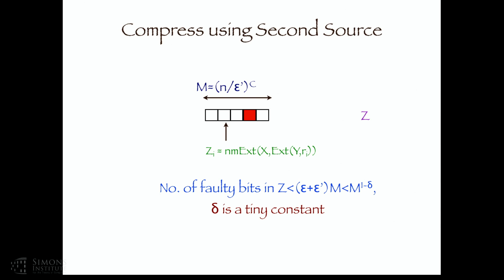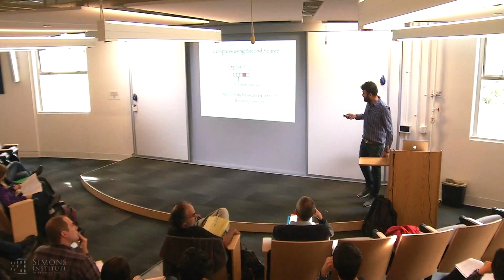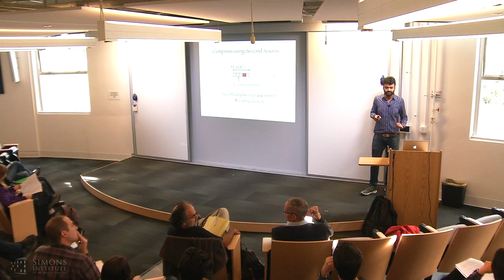But even here, I guess m is n divided by epsilon prime, and I guess it means that epsilon prime cannot be exponentially low, right? I mean, even here it looks like you should set it polynomial. Right, exactly. You cannot have an epsilon prime which is too small.